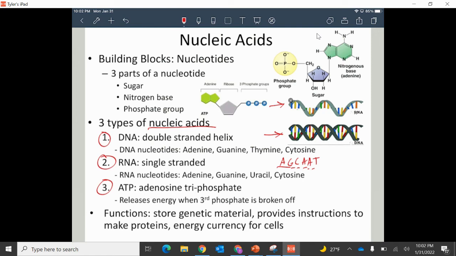This is essentially like having cash, right? When you eat food, think of that as like a check. If your grandma gives you a check for $100, that check is useful, right? It's great. Thanks, grandma. But it's not useful as is. We have to cash that check. ATP is cash. Your cells can use that. The check is like the food you eat. It has to be converted into cash first. And you get all that energy out of ATP when you break off this last phosphate here. Okay. So nucleic acids, we need them for storing genetic material, providing instructions to make proteins, and they're also used as energy in our cells.